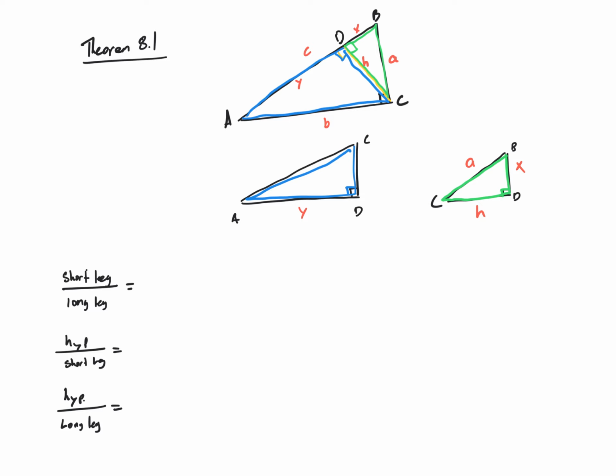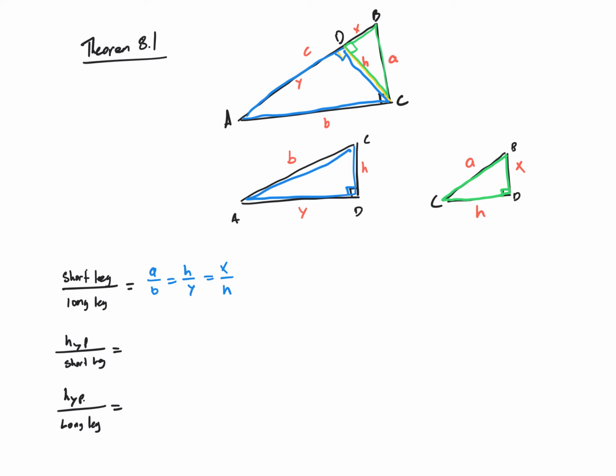Over here on the blue one, C to D is h, and C to A is length b. So theorem 8.1 simply states that these three triangles come out to be similar to each other. Because they're similar, we can do ratio lengths. Let's do the short leg to the long leg. On the big black one, it's a over b. That equals h over y on the blue one, and x over h for the green one.